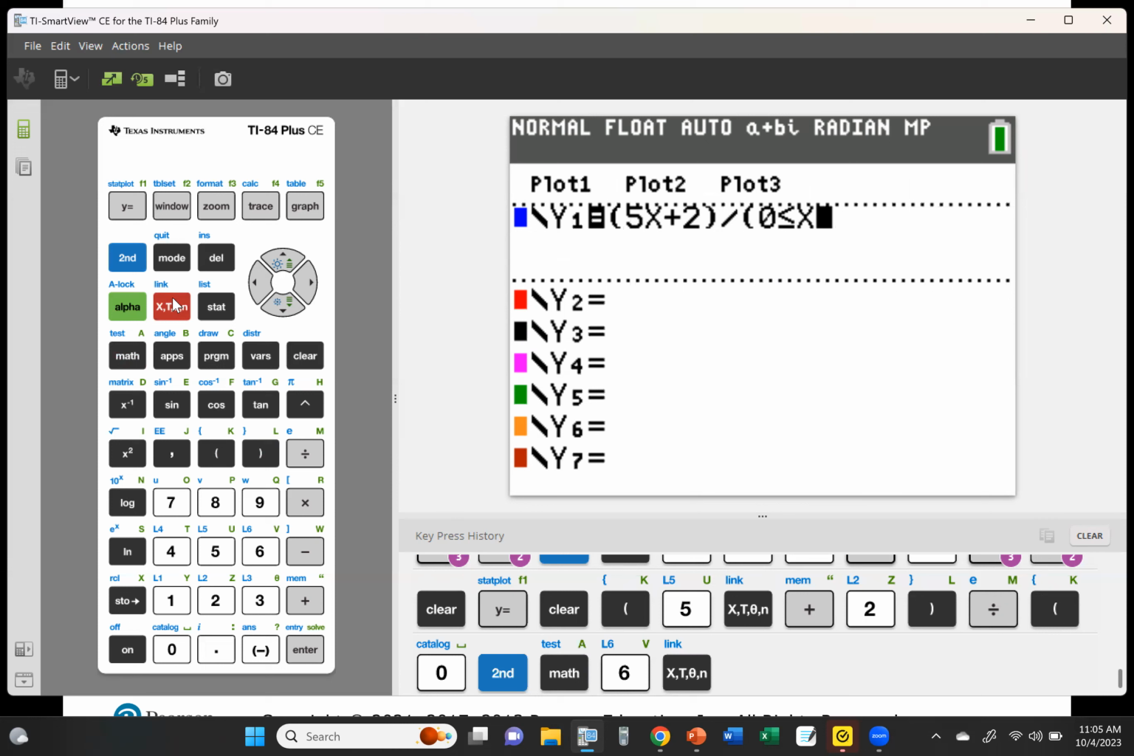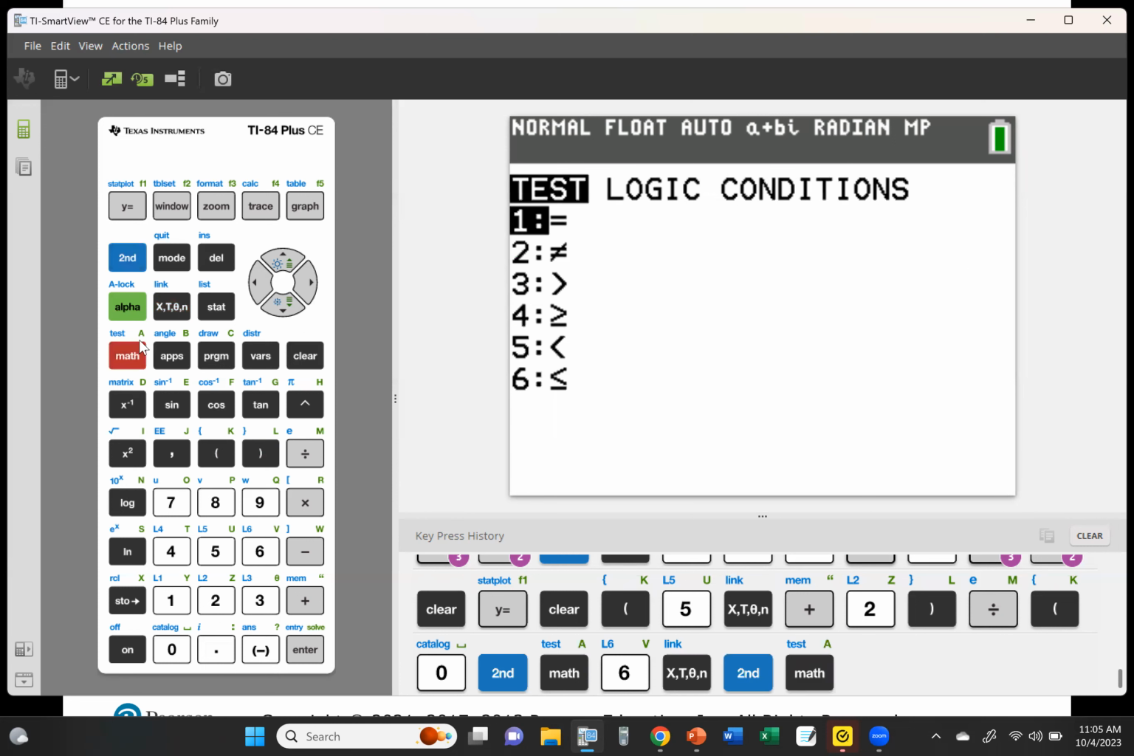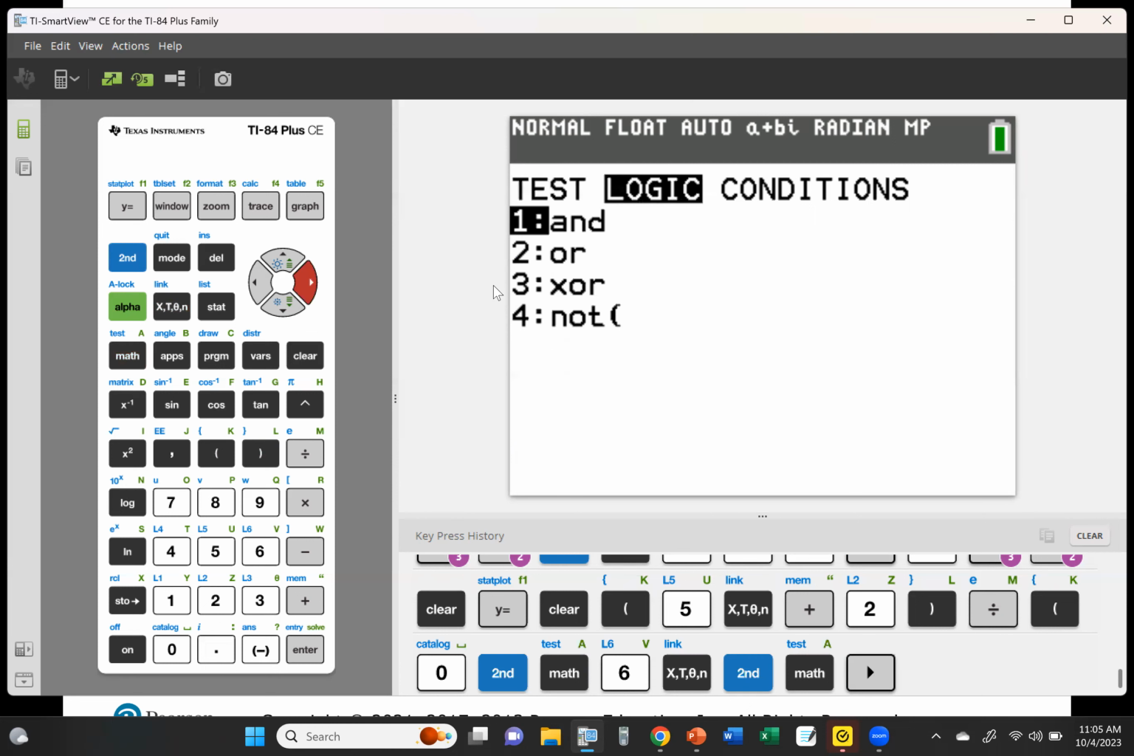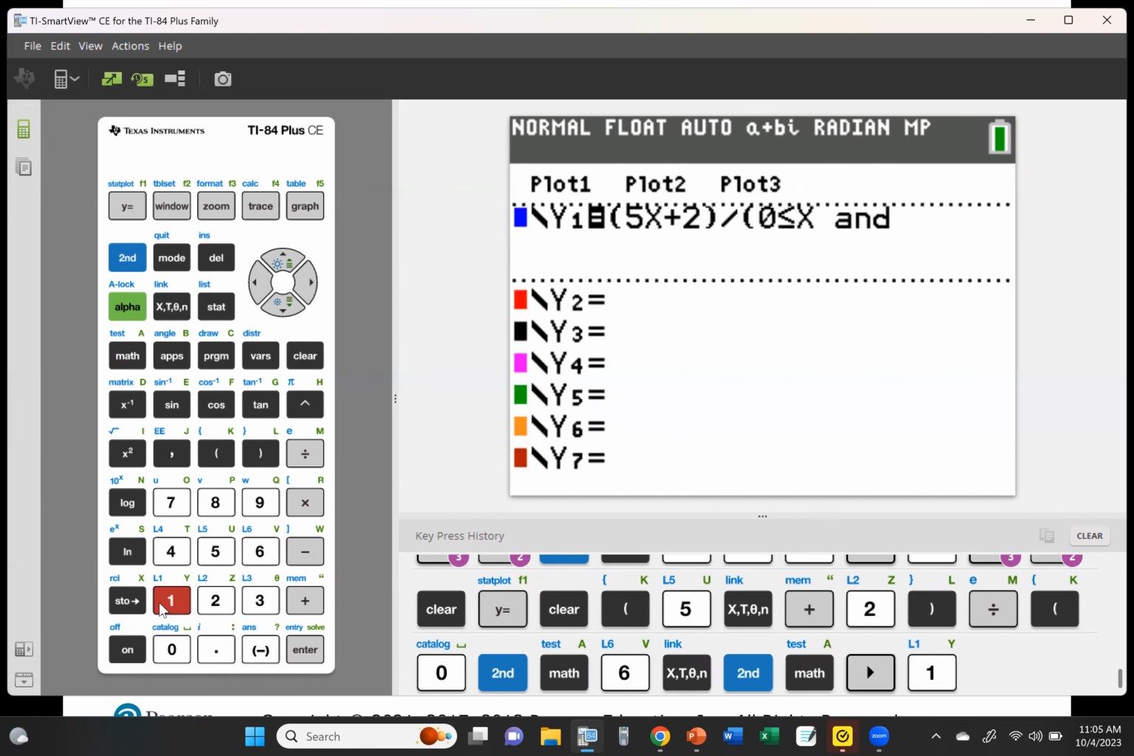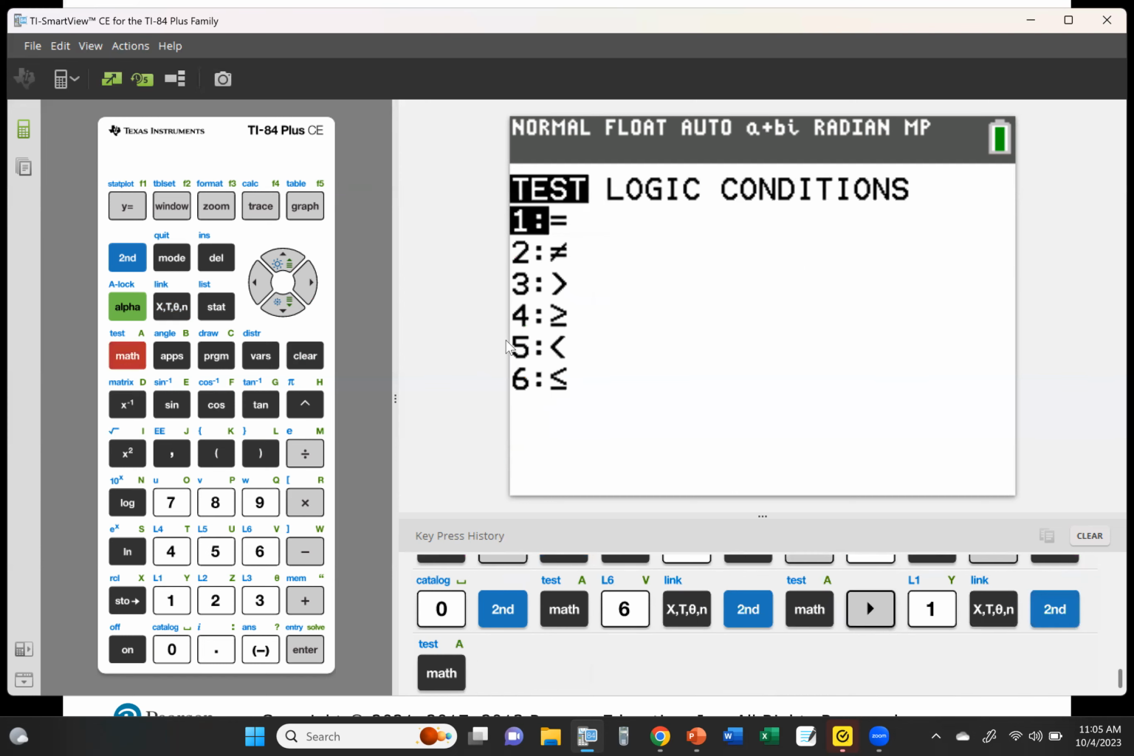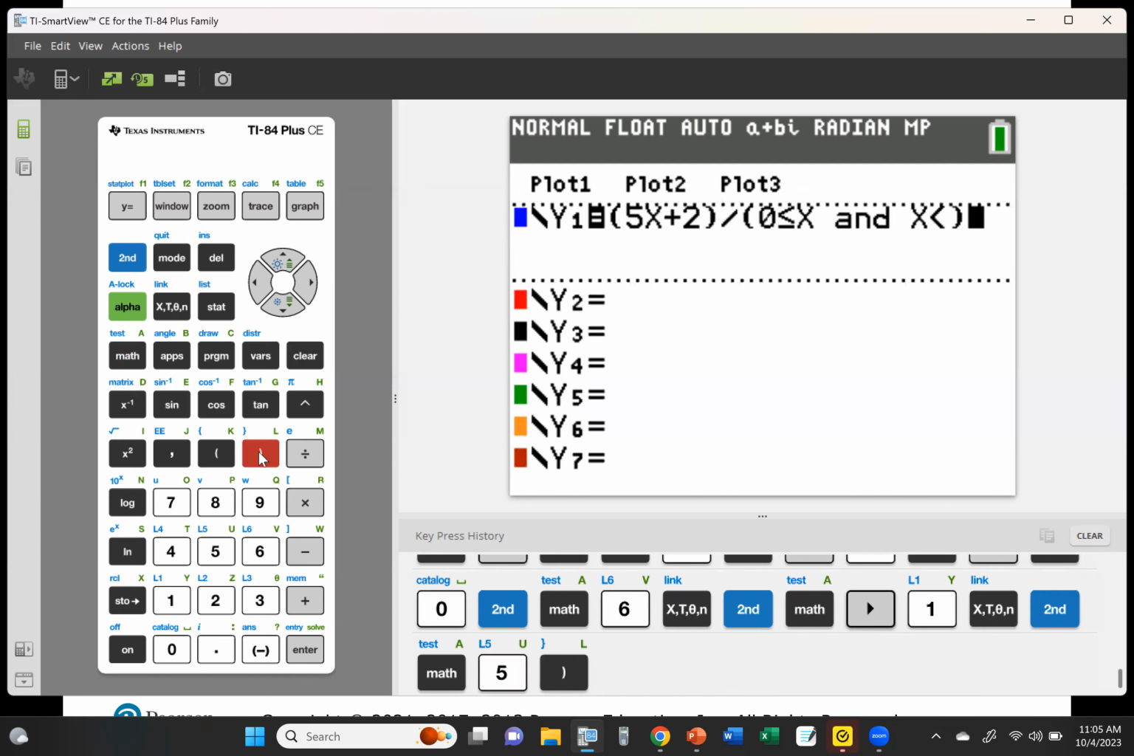So I have to put in the word and. So I'm going to go back to my test menu. And I'm going to go over to my logic. Do you see the next one over is logic? I'm going to find the and, which is number 1. So x is greater than or equal to 0 and x is less than 3. So we type in x, go back to the test menu to find that less than. It's number 5. And then close. Better put the 3 in there. Sorry about that. Put the 3 in there and then close the parentheses.